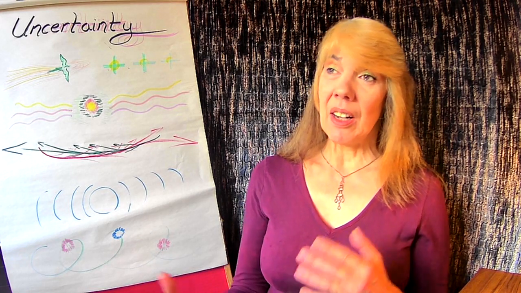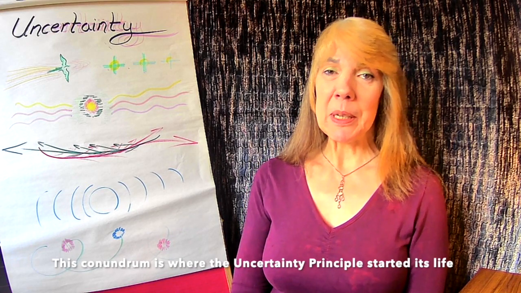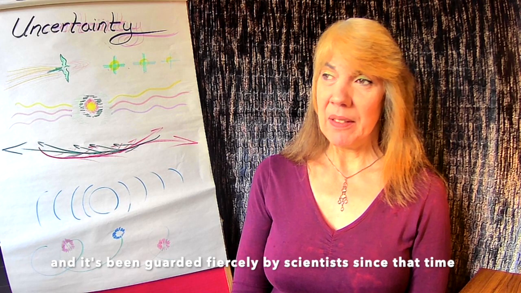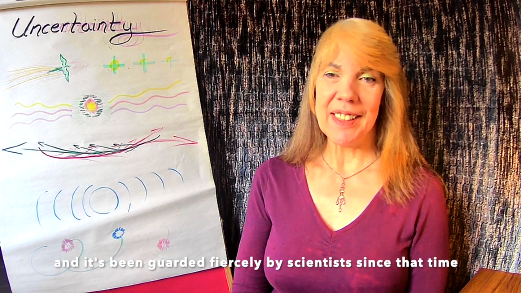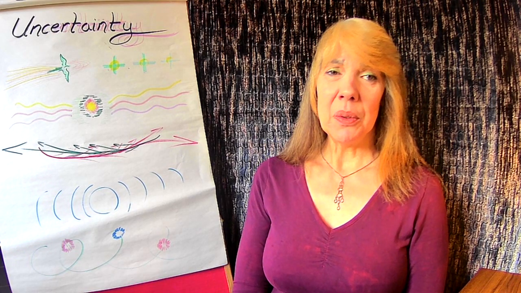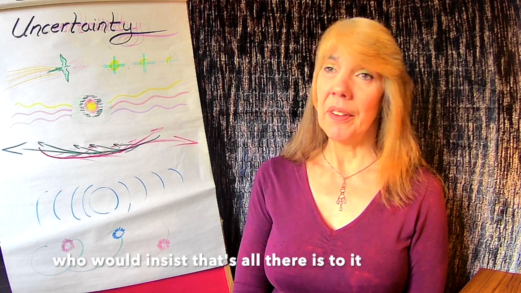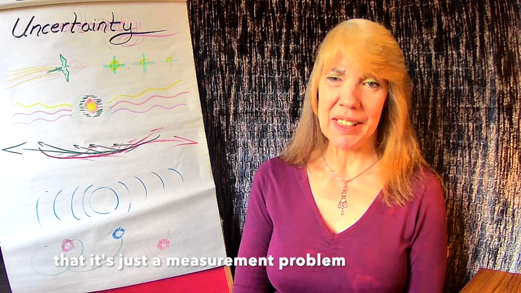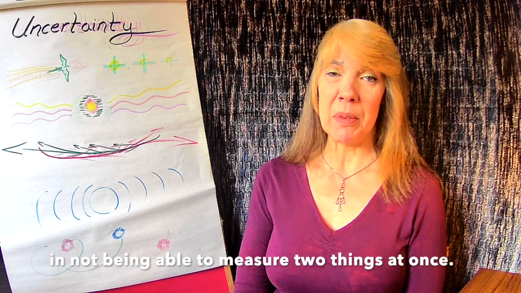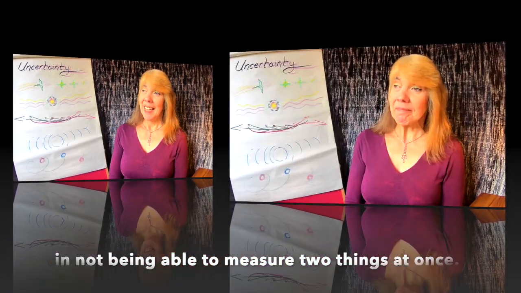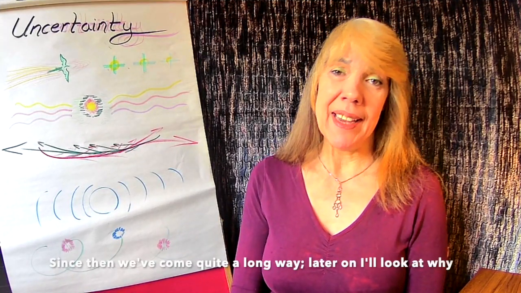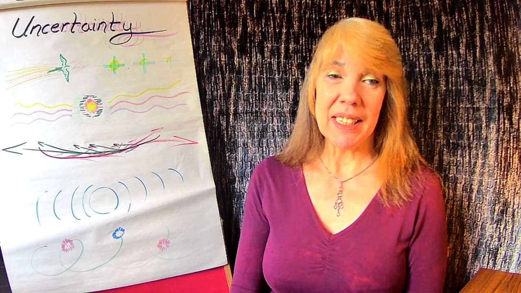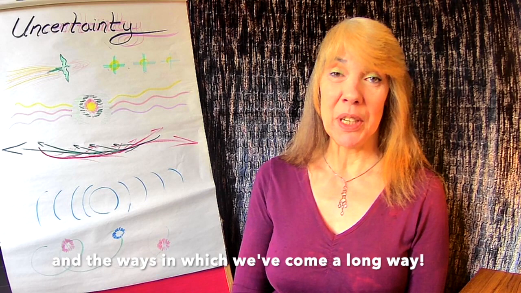So this conundrum essentially was where the uncertainty principle started its life, and it's been guarded fiercely by scientists since that time, who would insist that that's all there is to it. It's just a measurement problem. Uncertainty is simply a problem of not being able to measure two things at once. Since then we've come quite a long way, and later on in the video I'll go into some of the reasons why and the ways in which we've come a long way.